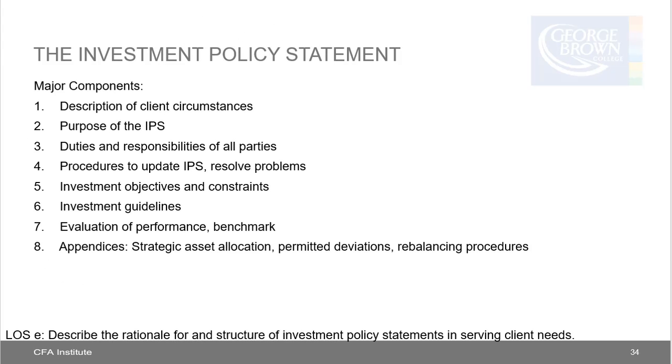Major components or sections of an IPS would be, number one, description of client circumstances, two, the purpose of the IPS, three, duties and responsibilities of all parties, four, procedures to update an IPS to resolve problems, five, investment objectives and constraints, six, investment guidelines, seven, evaluation of performance, the benchmark, and finally, eight, appendices with the strategic asset allocation, permitted deviations from that allocation, and some comments regarding rebalancing procedures.